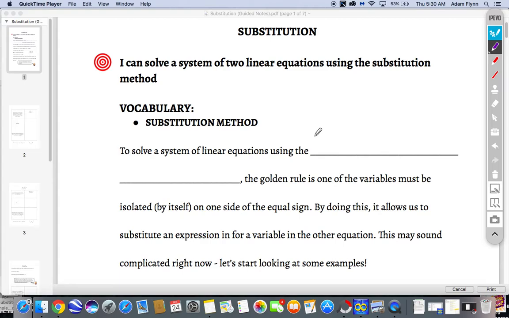So to solve a system of linear equations using the substitution method, the golden rule is one of the variables must be isolated on one side of the equal sign. By doing this, it allows us to substitute an expression in for a variable in the other equation. This may sound complicated right now, so let's just start looking at some examples.